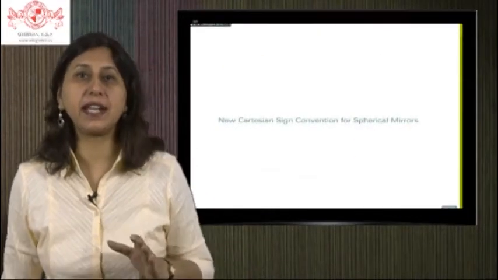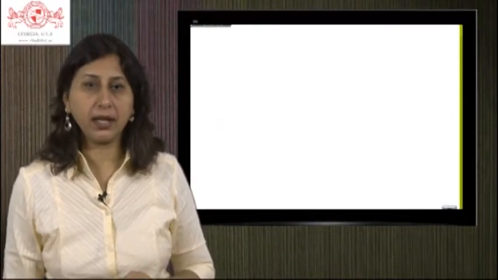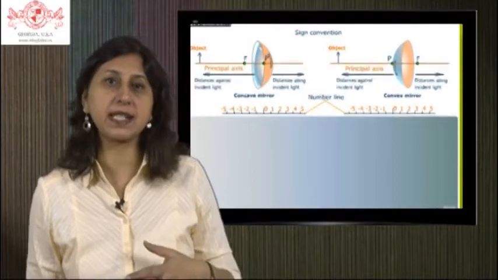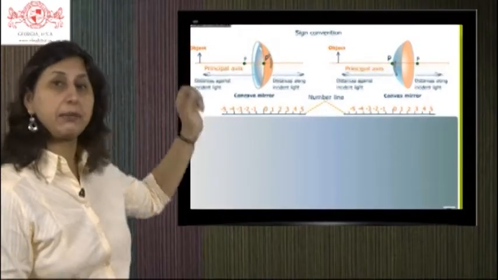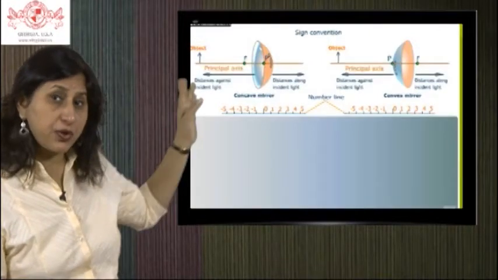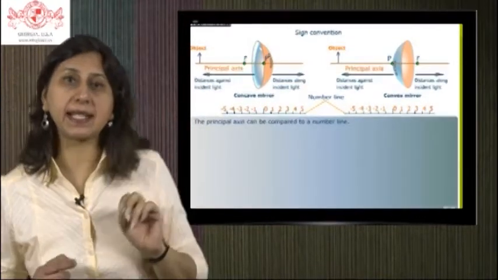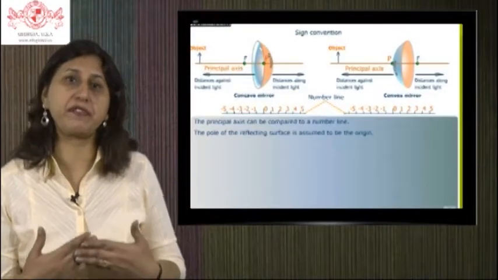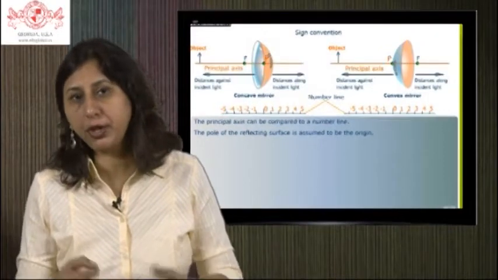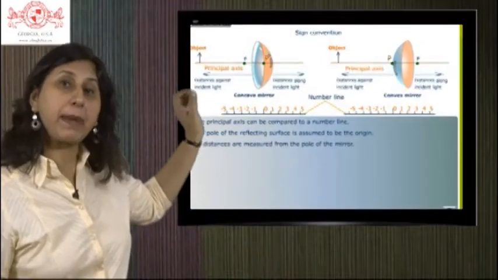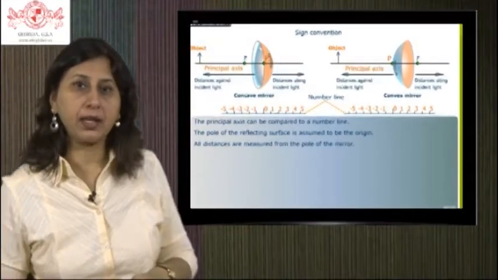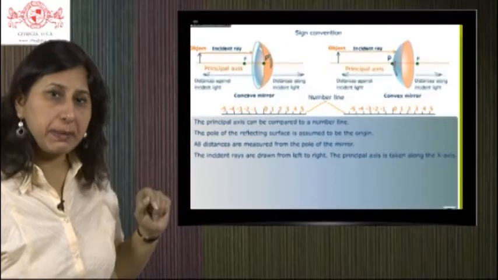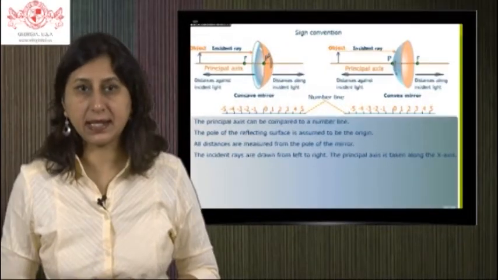New Cartesian sign convention for spherical mirrors. It is important to understand the sign convention used for measuring distances in the ray diagram of spherical mirrors. Observe carefully the illustration shown here. The principal axis can be compared to a number line. The pole of the reflecting surface is assumed to be the origin. All distances are measured from the pole of the mirror. The incident rays are drawn from left to right. The principal axis is taken along the x-axis.